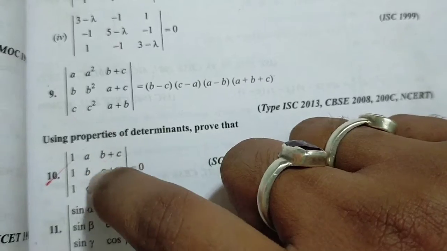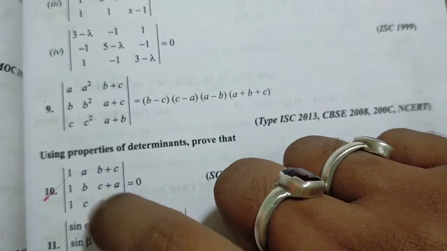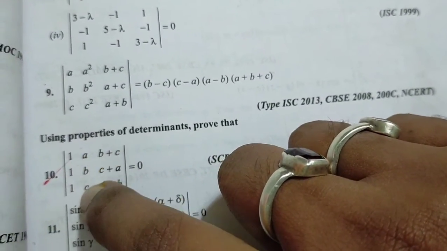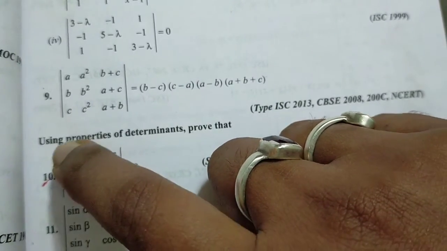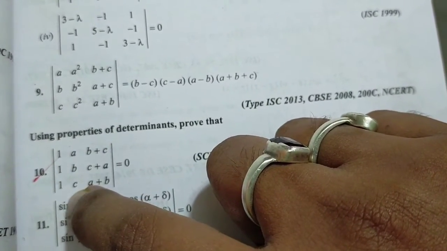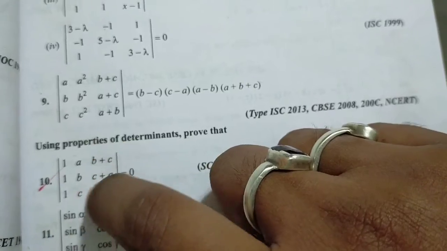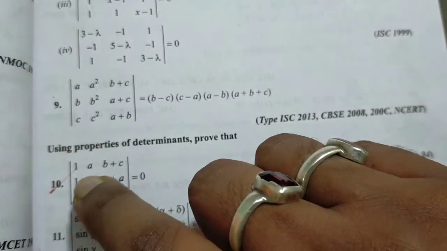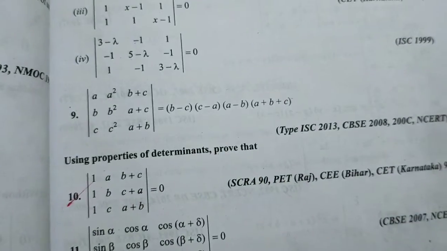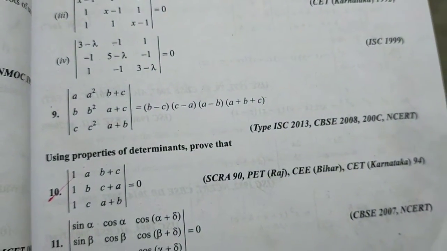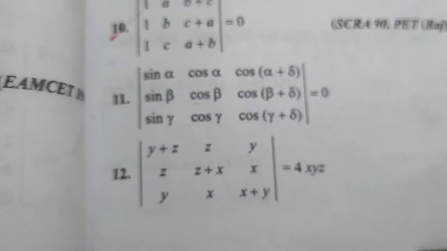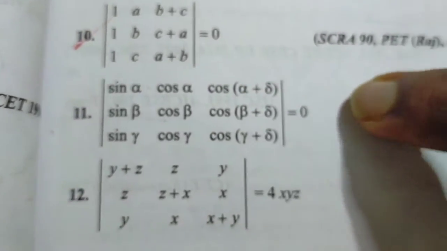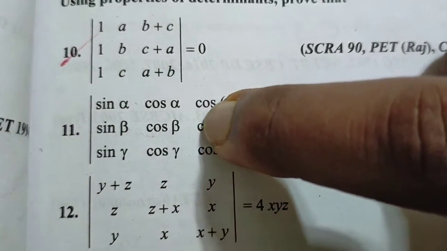From column 2 we will take a plus b plus c common, then we will get 1 1 1 and here also 1 1 1. So all the elements of column 1 and column 2 will be identical, that is the same, so the value of the determinant is 0. Okay, so here we will not subtract first. First we will try to make column 2 as a plus b plus c, then we will take it common. So from here you see this question, first of all, the formula of cos a plus b.